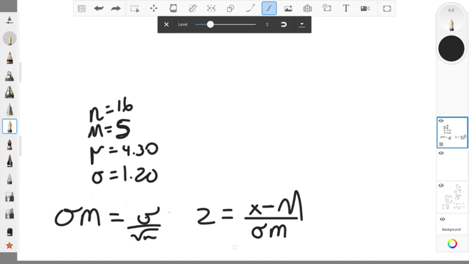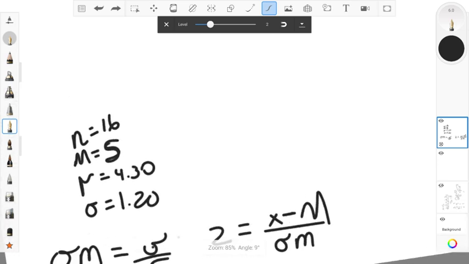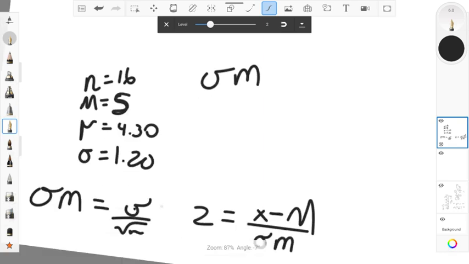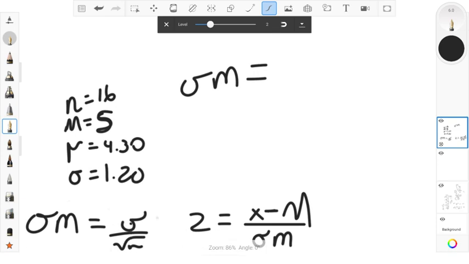I'm going to be using these two formulas on the bottom, sigma m and our z-score formula, to solve this. So let's begin with our sigma m problem. Sigma m is equal to our sigma, 1.20, over the square root of our population.